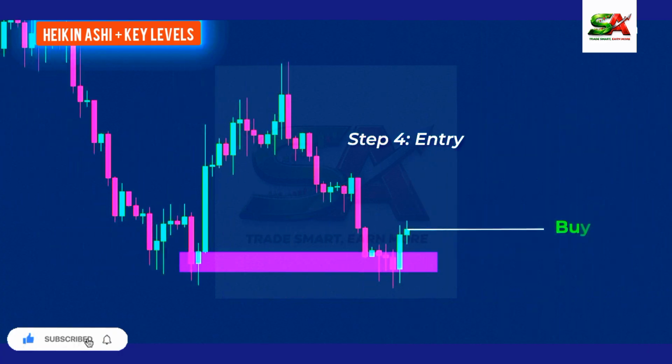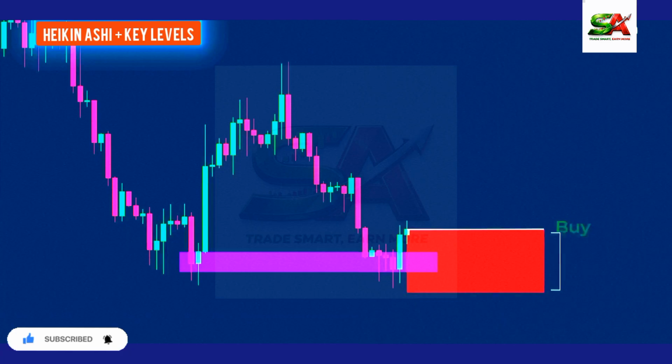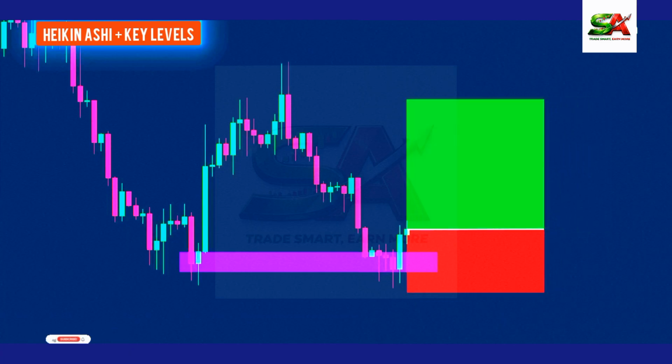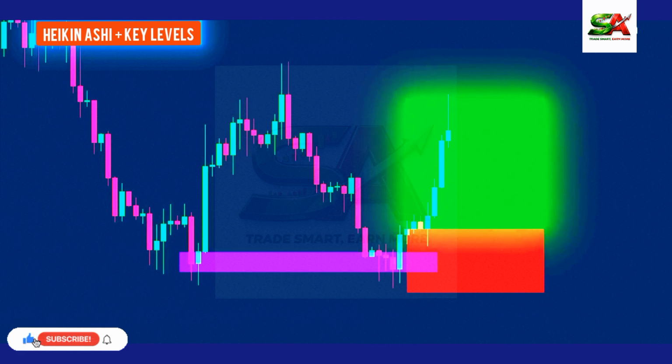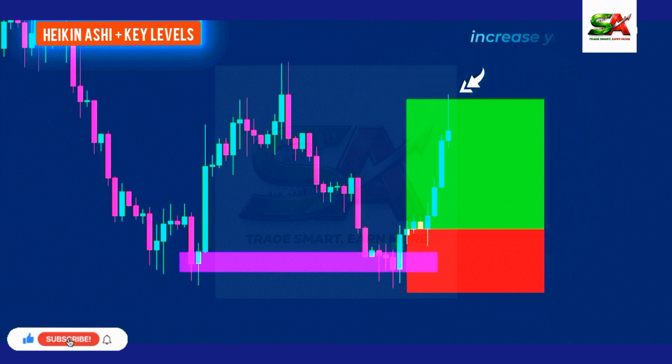For our entry, we can place a buy position at the current price, set our stop loss at slightly below the support level, and set our take profit at 2 times the size of the stop loss. And as you can see, price moved up and hits the take profit target. Now this trade was good and all, but there's actually a simple trick you can use to increase your potential gains from this trade. Here's how.